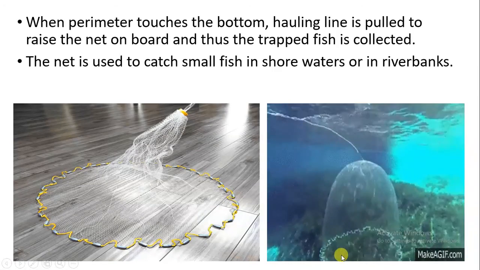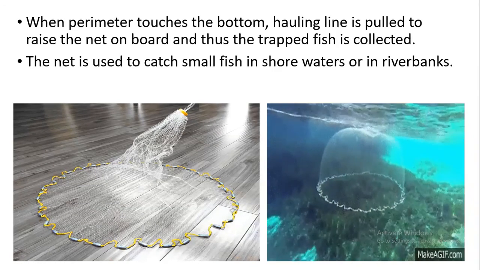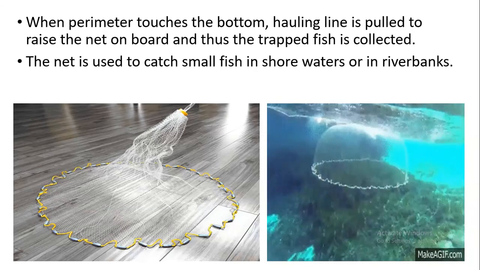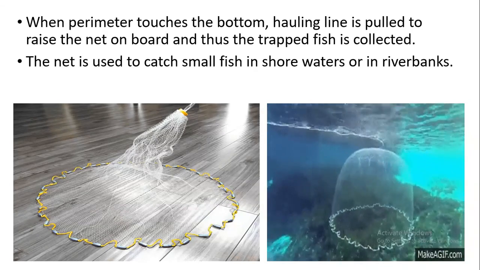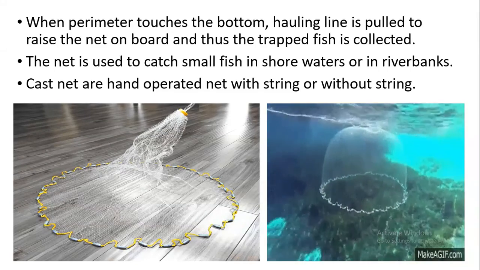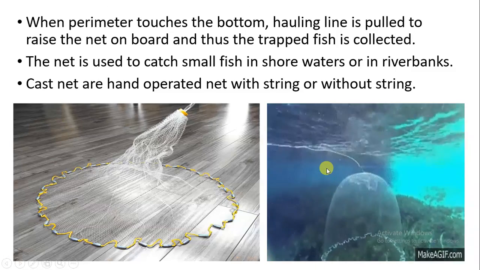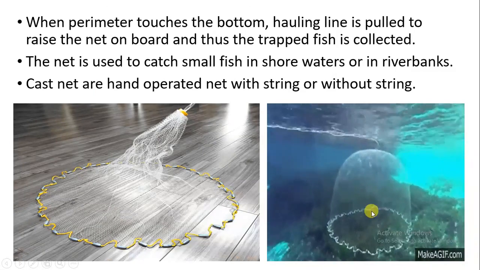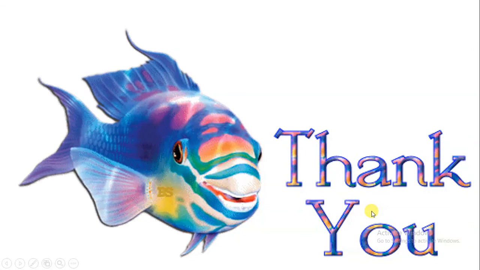So this net is used to catch small fishes present in the shore water. Fishes near the shore, or fishes in a river bank, can easily be captured with this cast net. Cast nets are hand operated, with the help of a string, or they can be operated easily without a string.